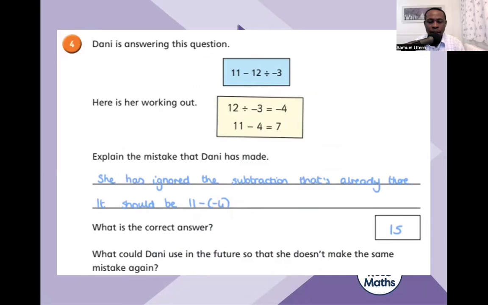So it should be 11 minus negative 6. So the division should be done first. So 12 divided by negative 3 will be negative 4. Okay, for that one. And then for the next one, you can see that she's made the mistake.